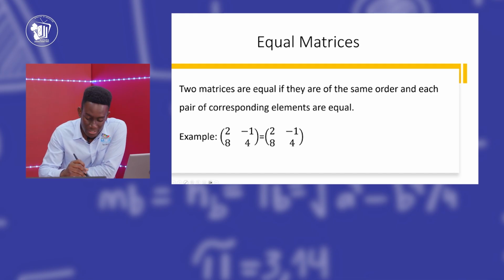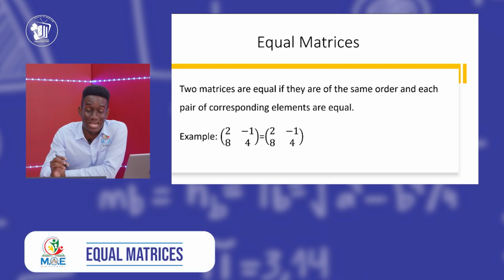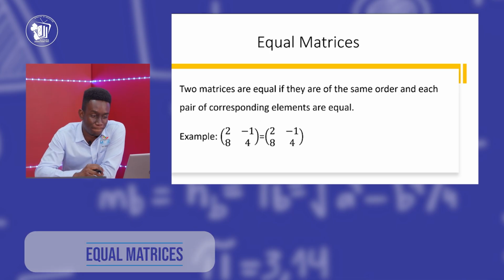So for example, we have the matrix 2, negative 1, 8, 4 is equal to 2, negative 1, 8, 4. This is basically saying that this side is equal to this side, and as we can clearly see, this matrix is equal to this matrix because the corresponding elements are equal. For example, this 2 is equal to that 2. This negative 1 is equal to this negative 1. This 8 is equal to this 8. And this 4 is equal to that 4. Hence, the matrices are equal to each other. Also, that is indicated by the equal sign.